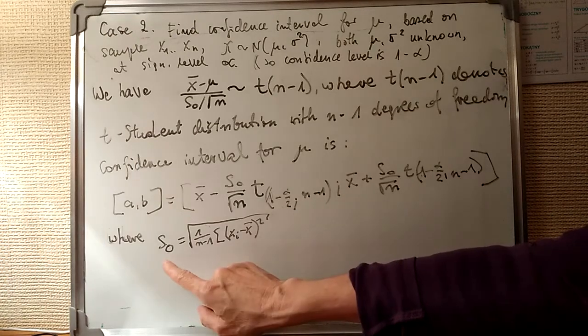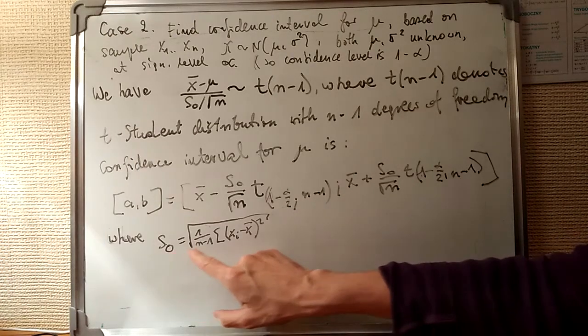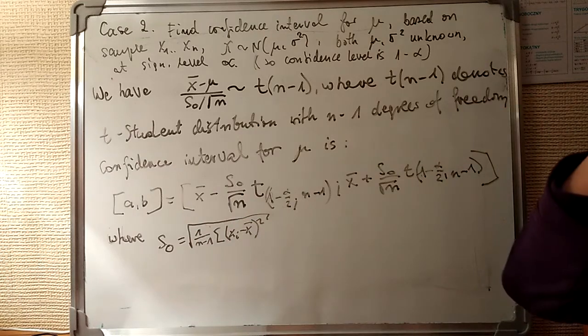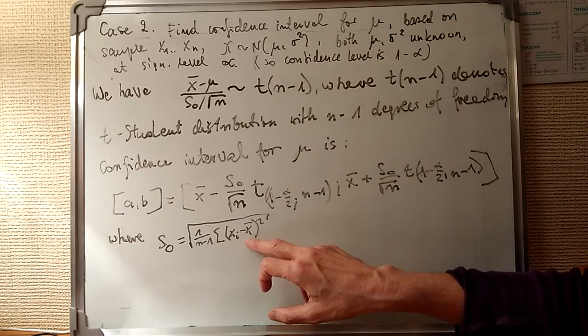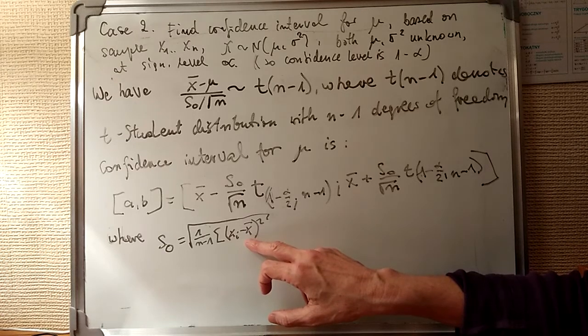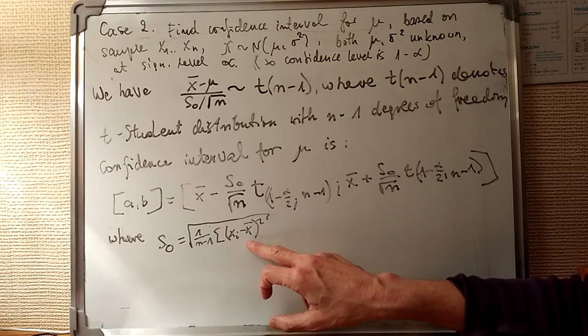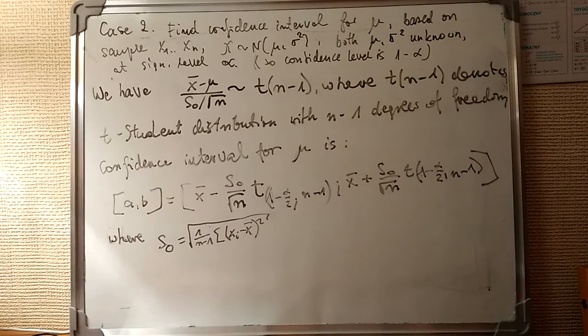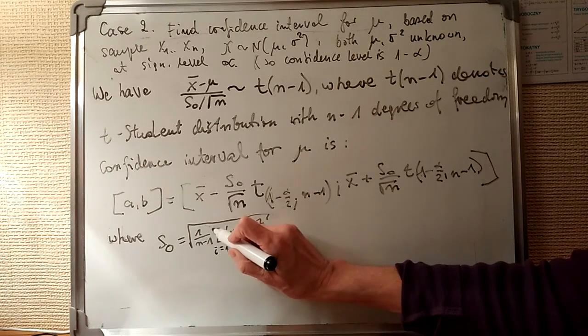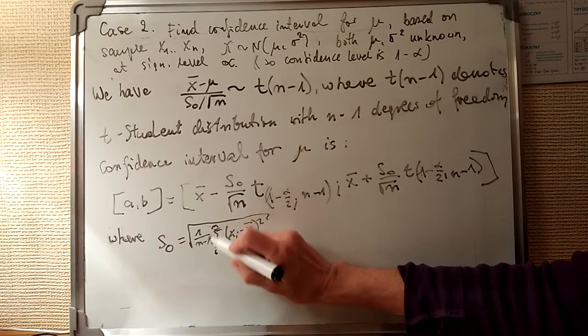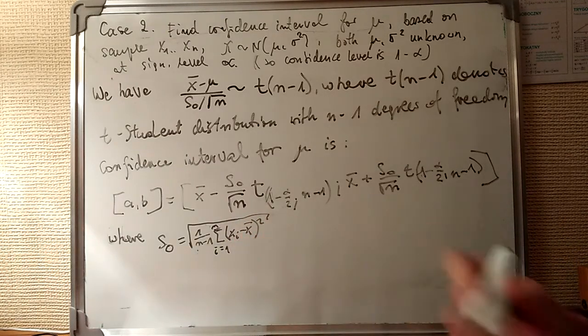And let's recall that s0 is under the square root. So this is the sum of xi minus x dash, the mean of the sample, squared, summed from i equal 1 to n, and divided by n minus 1.